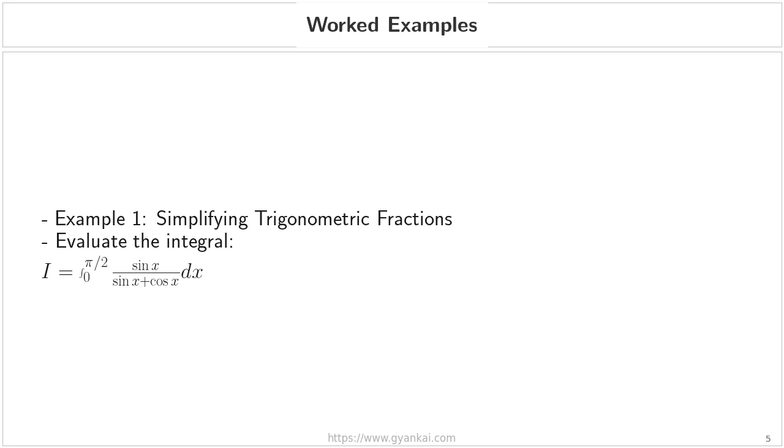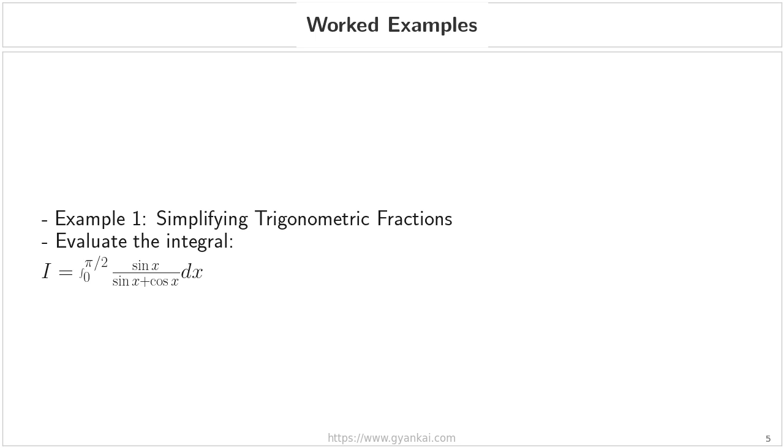Okay, let's move on to applying the reflection property we've just learned. This slide introduces our first worked example. Here, we're asked to evaluate a definite integral, and it's labeled as I. The integral is from 0 to pi over 2, that's written as integral from 0 to pi divided by 2 of the function sine of x, divided by sine of x plus cosine of x. So, we have sine x over sine x plus cosine x inside the integral.